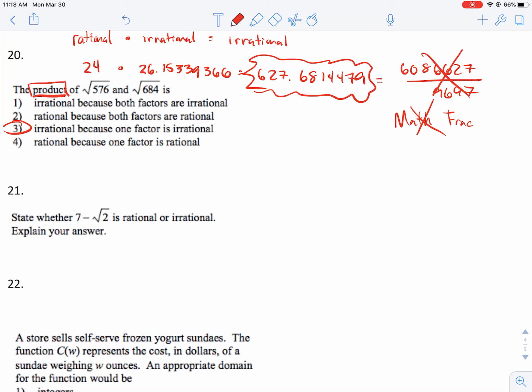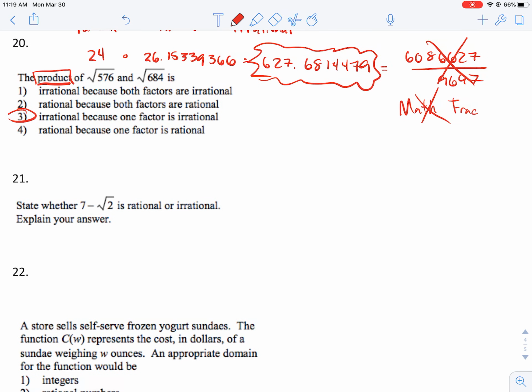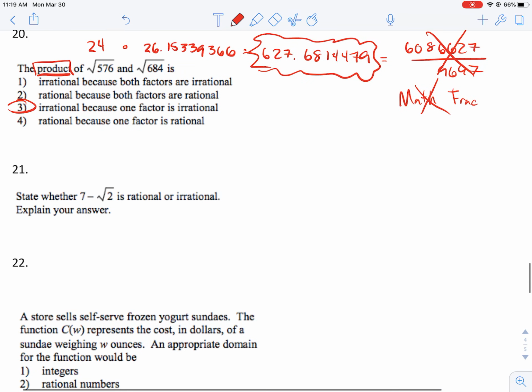What's the answer to number 20? It's irrational because one of the factors is irrational. Okay. Number 21.